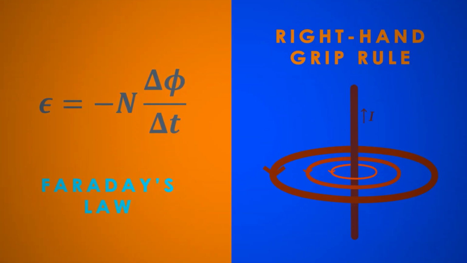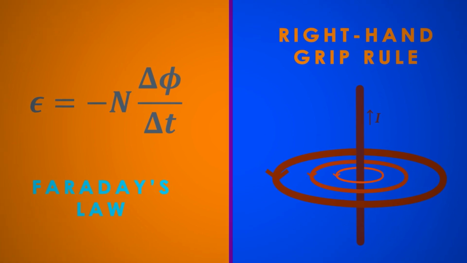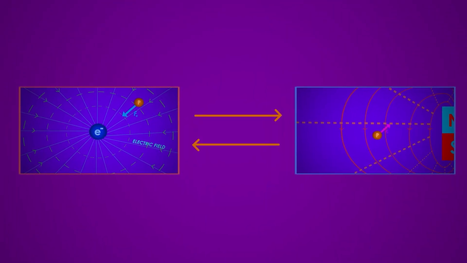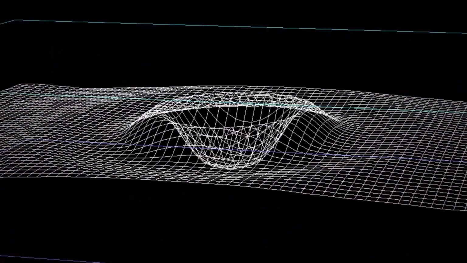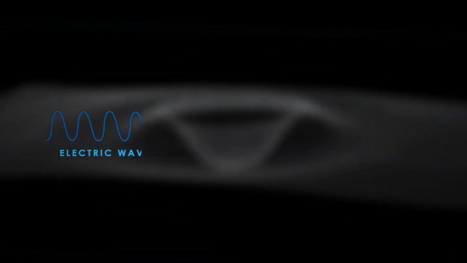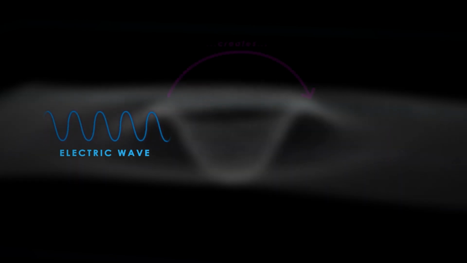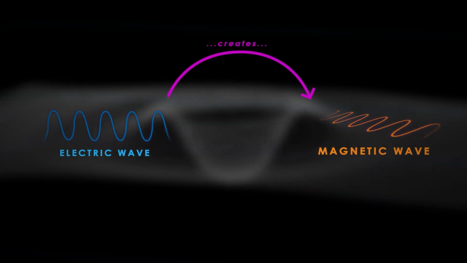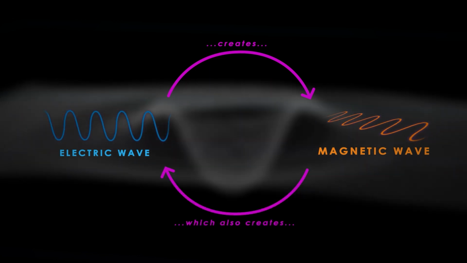We've studied many concepts in physics so far, such as Faraday's law and the right-hand grip rule for a conductor, all of which point towards a relationship or an interlinkage between electric and magnetic fields. At the most fundamental level, what this means is that the production of an electric wave also creates a magnetic wave at the same time. And magnetic waves also create electric waves.